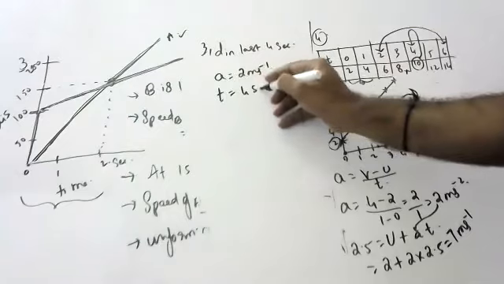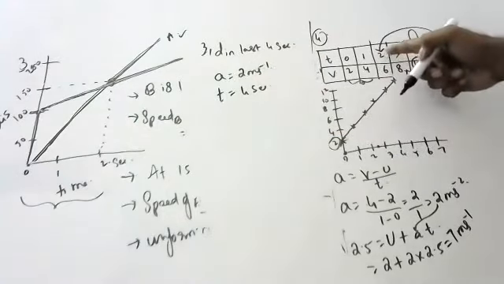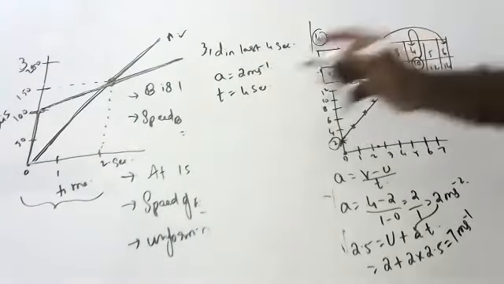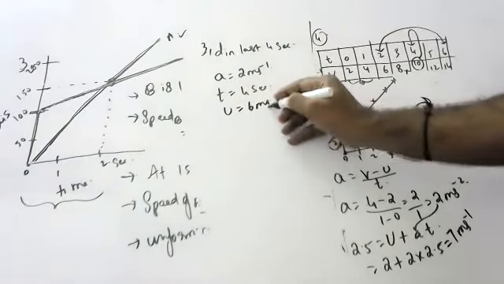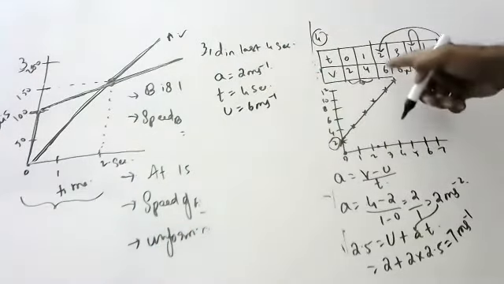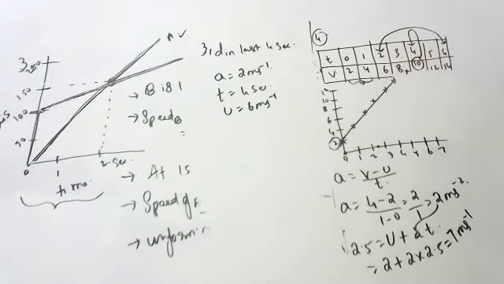Last 4 seconds he asked. So when 2 seconds is there, what is the speed? 6 meters per second. Initial velocity, when 2 is there, 6.